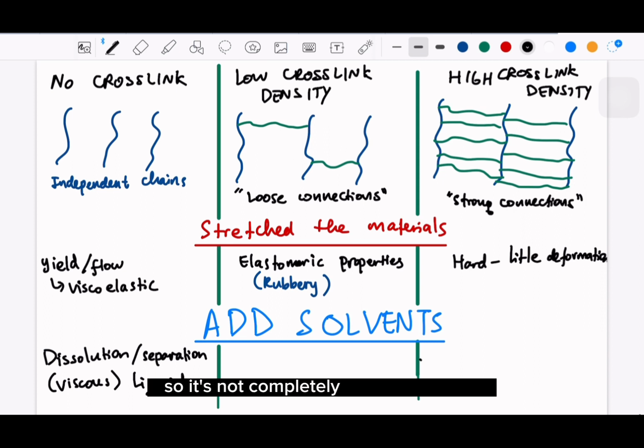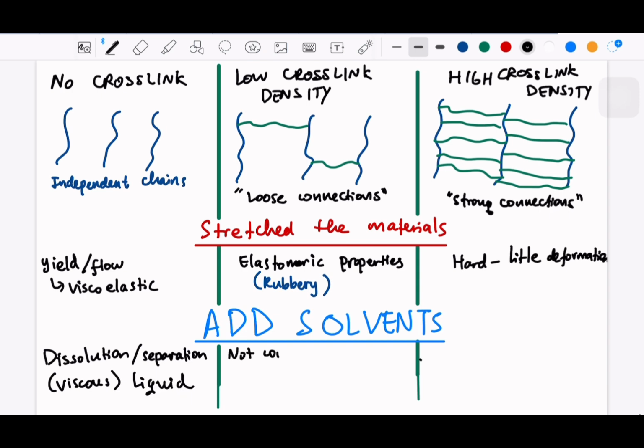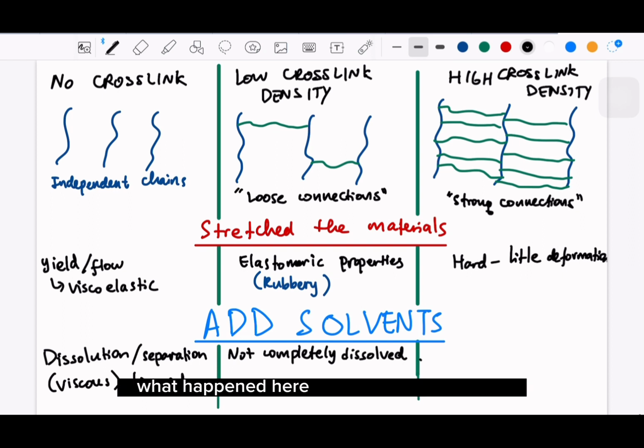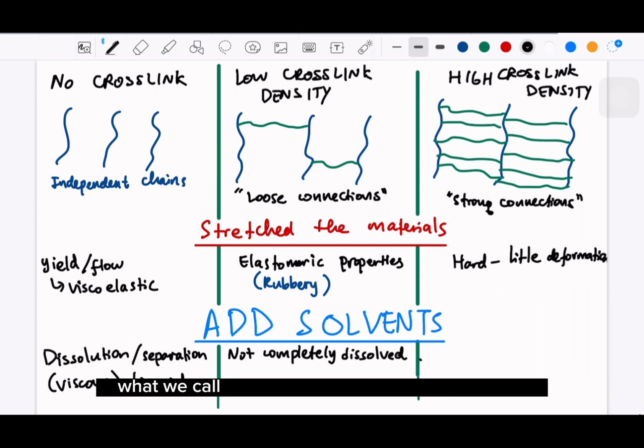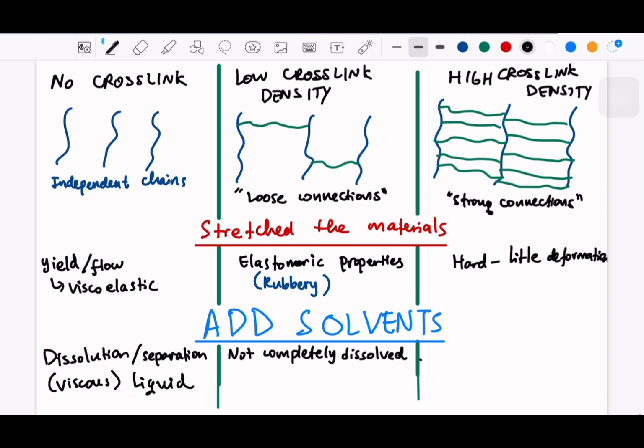we are not going to dissolve everything. So it's not completely dissolved. What happened here is we are going to have what we call swelling, that will be an important term.